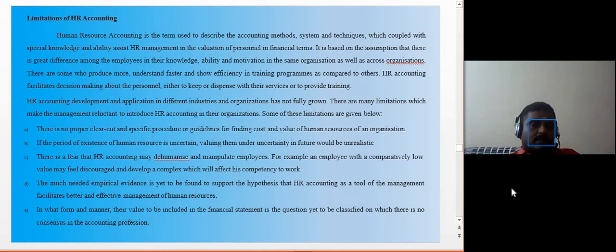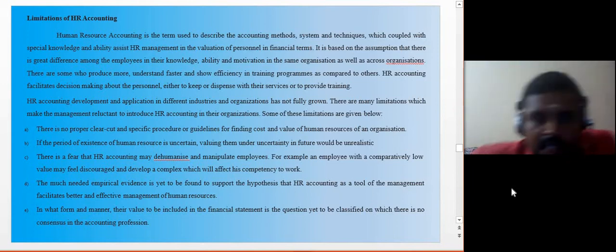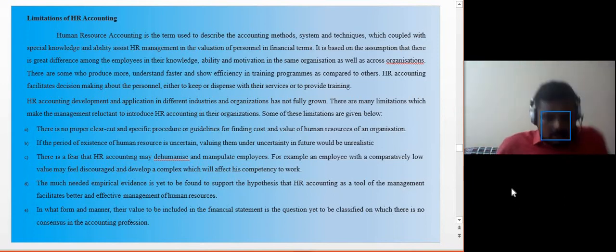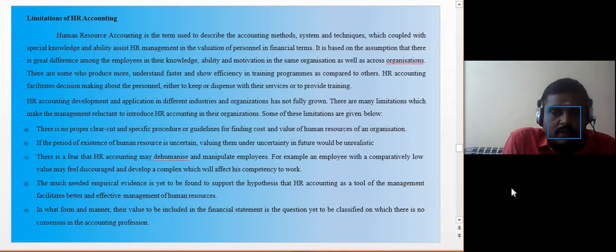The limitations of human resource accounting. It is a term used to describe the accounting methods, systems, and techniques which, coupled with special knowledge and abilities, assist human resource management in the evaluation of personnel in financial terms. The development and application of human resource accounting in different industries and organizations has not fully grown. There are many limitations which make management reluctant to introduce human resource accounting in the organization.